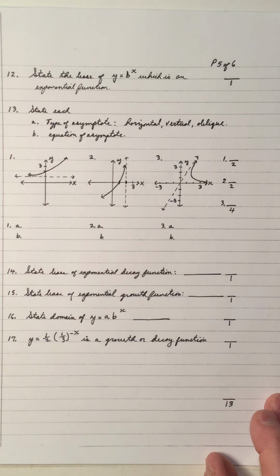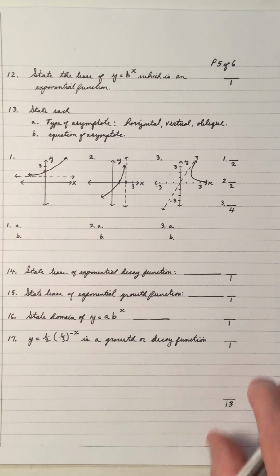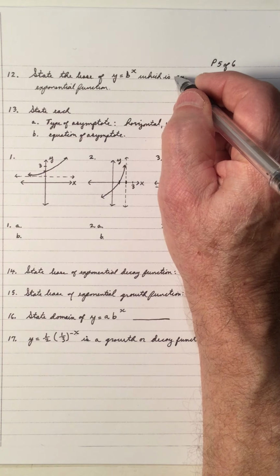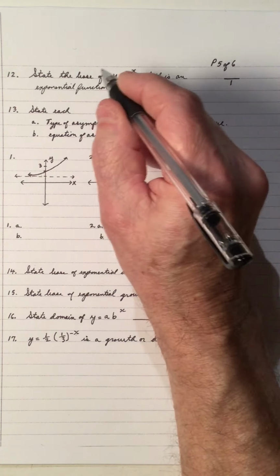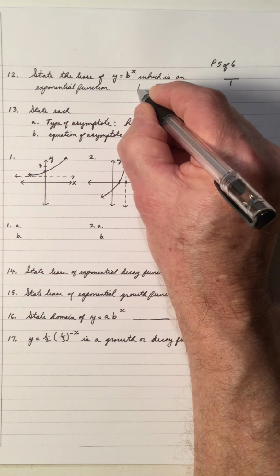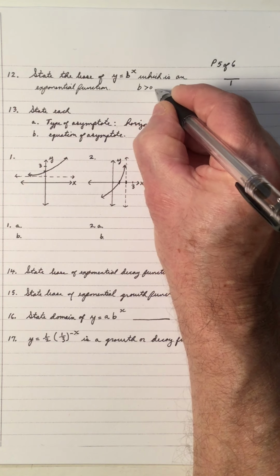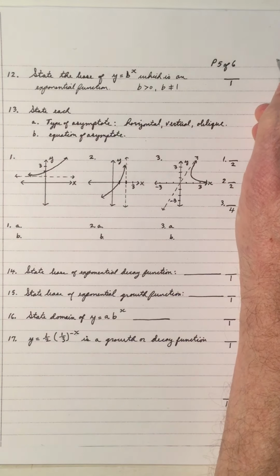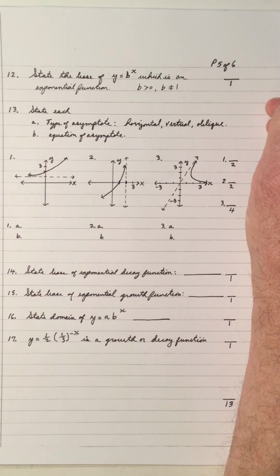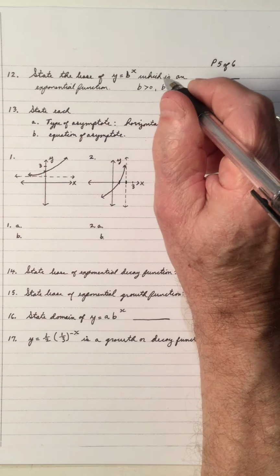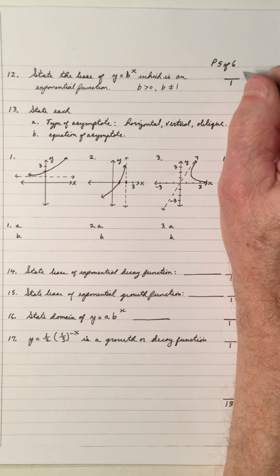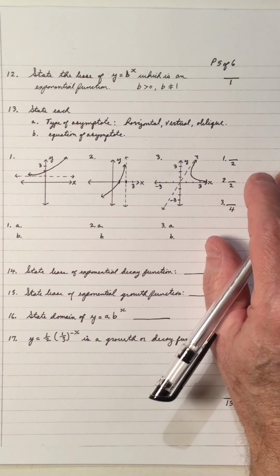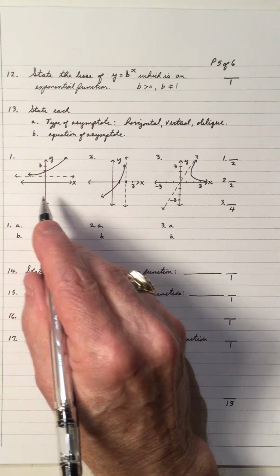And let's continue. State the base b of y equals b to the x, which is an exponential function. The base of an exponential function, b, is always greater than 0, and b cannot be 1. Every exponential function we do, the base is always greater than 0 and not 1. Give yourself a mark.